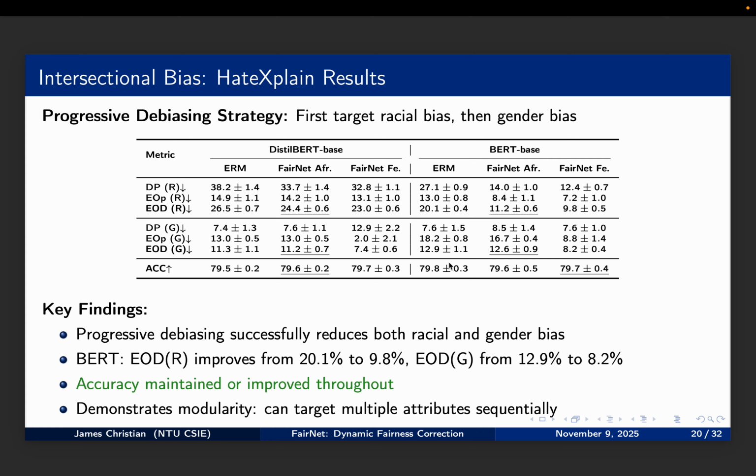For gender, the equalized odds difference improves from 11.3% to 7.4%. For the BERT base, the results are even better. Racial equalized odds difference improves from 20.1% to 11.2% to 9.8%. Gender equalized odds difference improves from 12.9% to 8.2%. The key findings are progressive debiasing successfully reduces both racial and gender bias. Accuracy is maintained or improved throughout. This demonstrates modularity. FairNet can target multiple attributes sequentially.